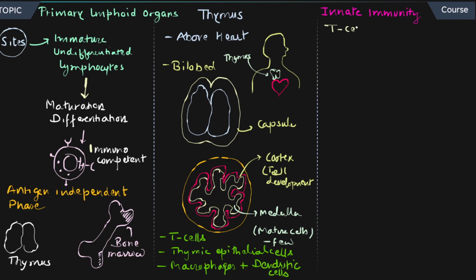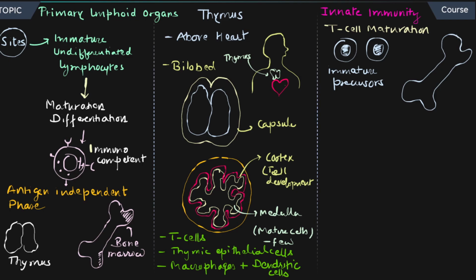Next, let's talk about T cell maturation. You have those immature T cells that I'm drawing over here. And these immature T cells, where are they coming from? These are the immature precursors. They are coming from bone marrow. So this is the bone marrow right over here, and from bone marrow, these immature precursors are coming right over there. And then they are going to the bilobed structure, which is the thymus, and specifically to the cortex region. So you have multiple different phases.